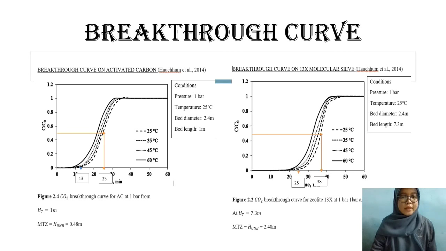This shows that zeolite 13X has longer saturation times since it has larger pore volume compared to other adsorbents. The breakthrough time of activated carbon is shorter compared to molecular sieve 13X because it has lower adsorption capacity.